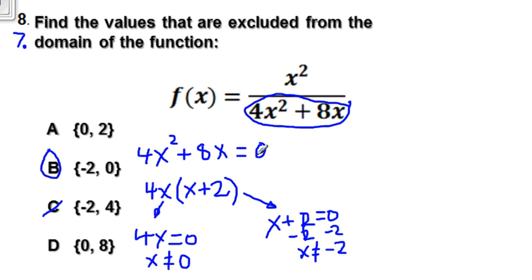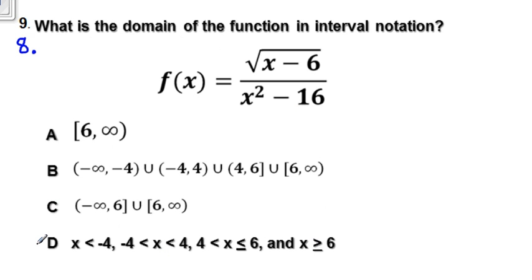One way you could do it is if you went and graphed it in the graphing calculator, you could find your discontinuities by seeing the graph and the table view, and certainly you could find out the discontinuities there. Excluded values. All right, we'll go on to 9.